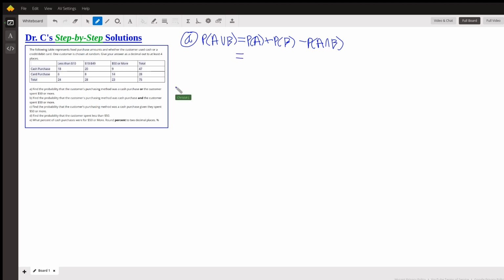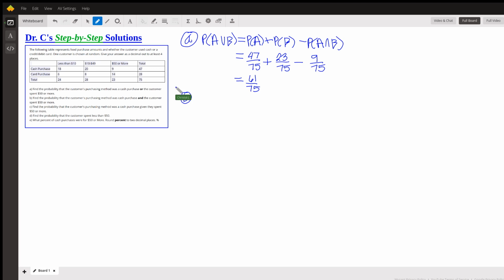In this case, we have the probability of A, which was cash purchase. So that would be 47 out of 75 plus the probability of customers who spent $50 or more. That's 23 out of 75 minus the overlap of both, which is cash purchase and $50 or more, which is 9 out of 75. You put that together, minus 9, that is 61 out of 75.